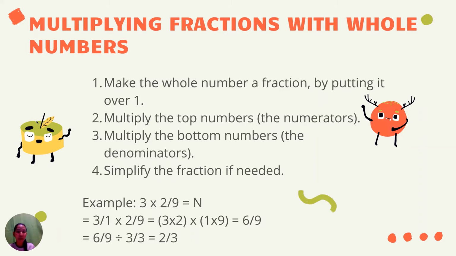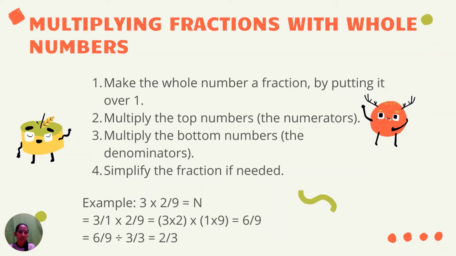Alright? And multiplying fractions with whole numbers. Number 1, make the whole number a fraction by putting it over 1. Number 2, multiply the top numbers or the numerators. Number 3, multiply the bottom numbers or the denominators. And number 4, simplify the fraction if needed. Let's see the example. 3 times 2 over 9 is equals to n.